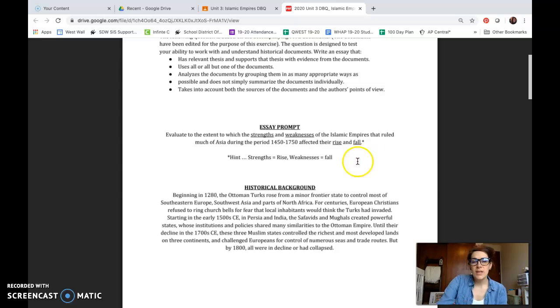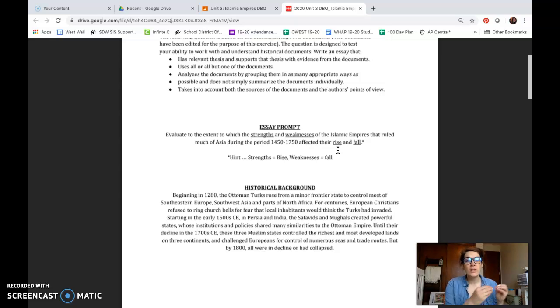Now, one of the things I put in here was a hint for you that you should address strengths as those rises and weaknesses as part of those falls. What I would do, going through and reading my documents first, is try to figure out: is this addressing a strength of an empire or a weakness of an empire? And then combining that, if this is a strength of the empire, this is something that's going to allow them to rise or consolidate during the beginning of their time periods. And then chances are there's going to be a weakness at the end of those empires that's going to cause them to fall. And so that's how I would organize.